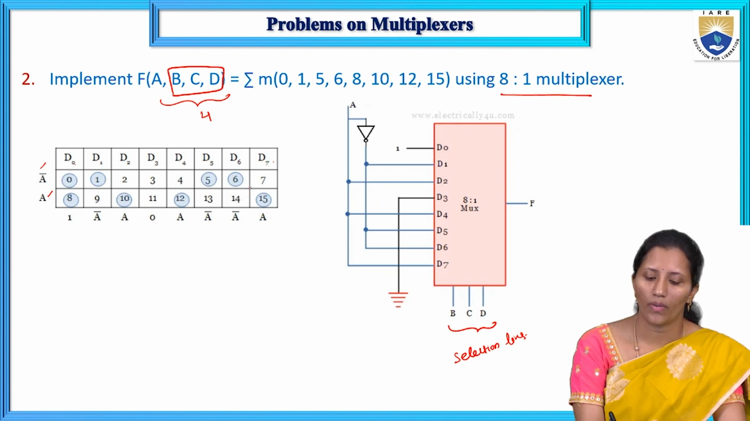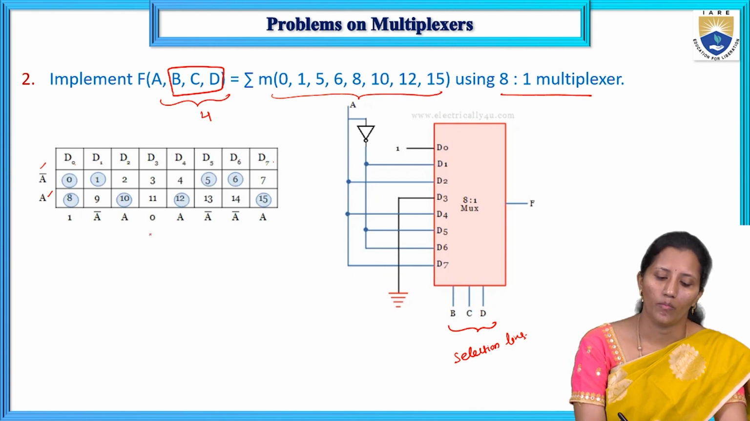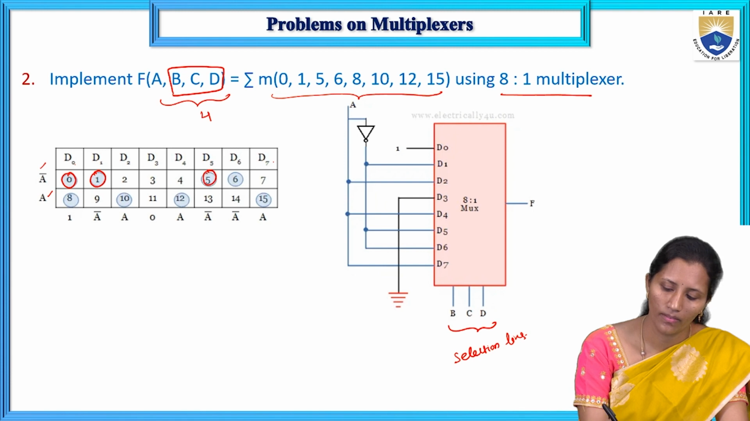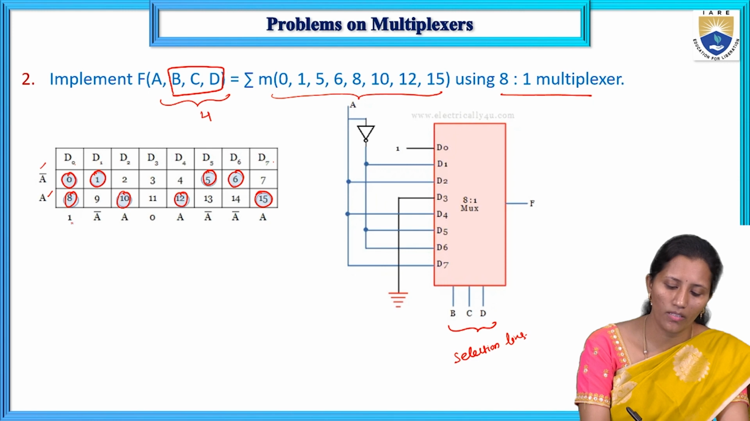0, 1, 2, 3, 4, 5, 6, 7, 8, 9, 10, 11, 12, 13, 14, 15, we have to write. Here we have to circle whatever the minterms are in this implementation table. So here we have to circle 0, 1, 5, 6, 8, 10, 12, 15. Okay. So if both are circled, we have to write 1.